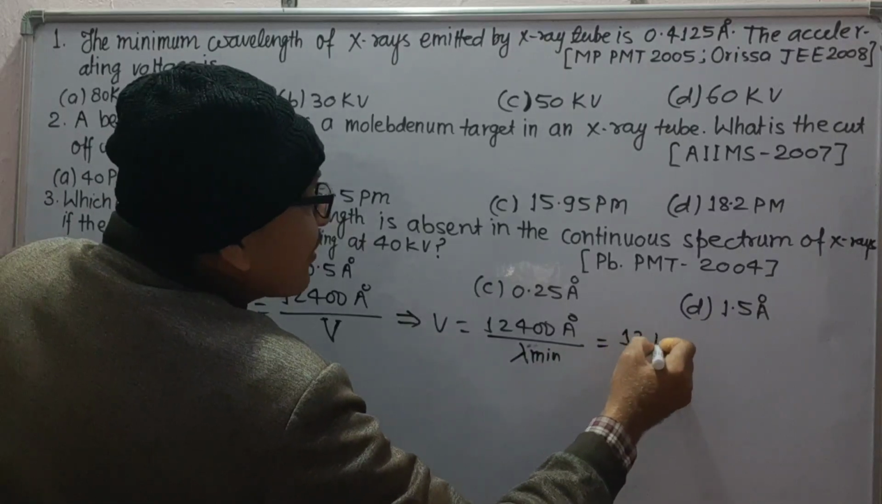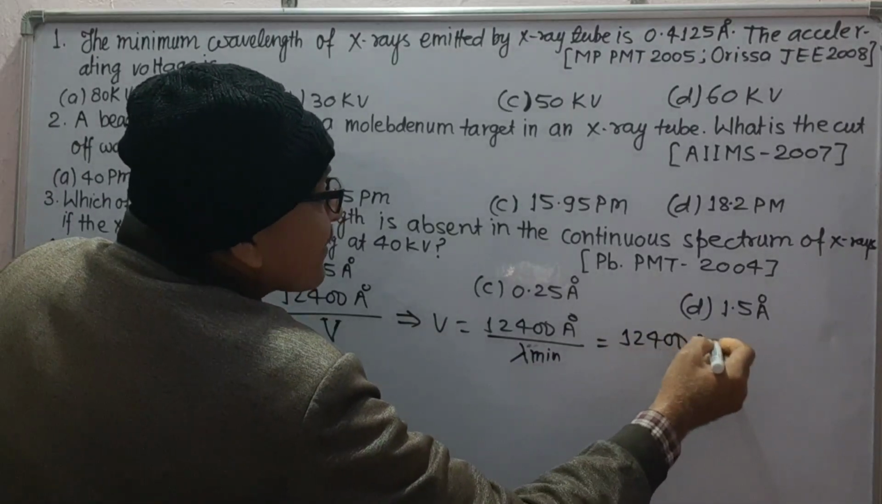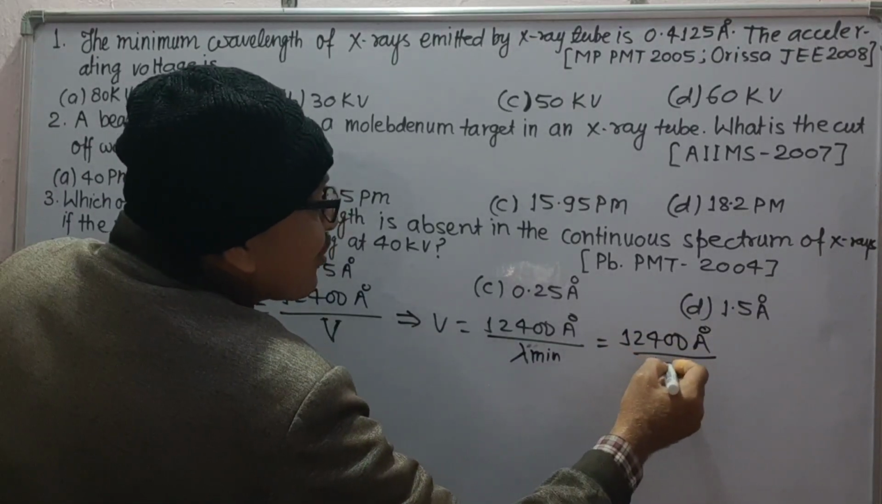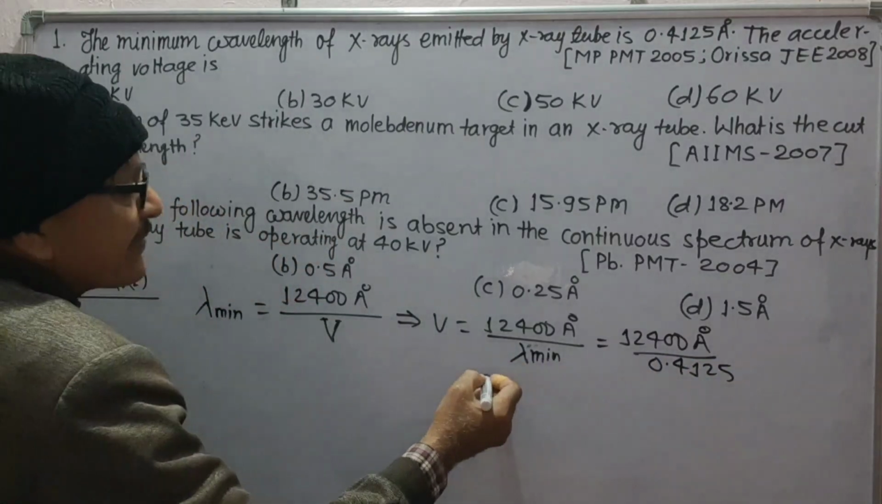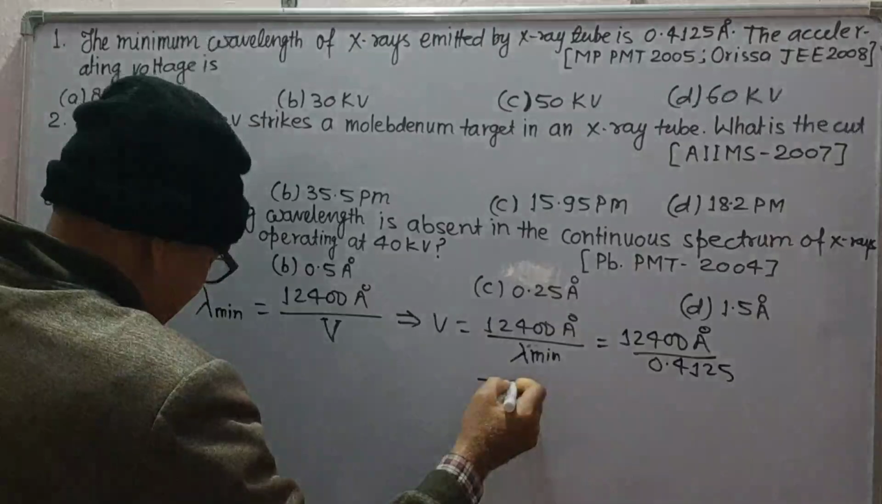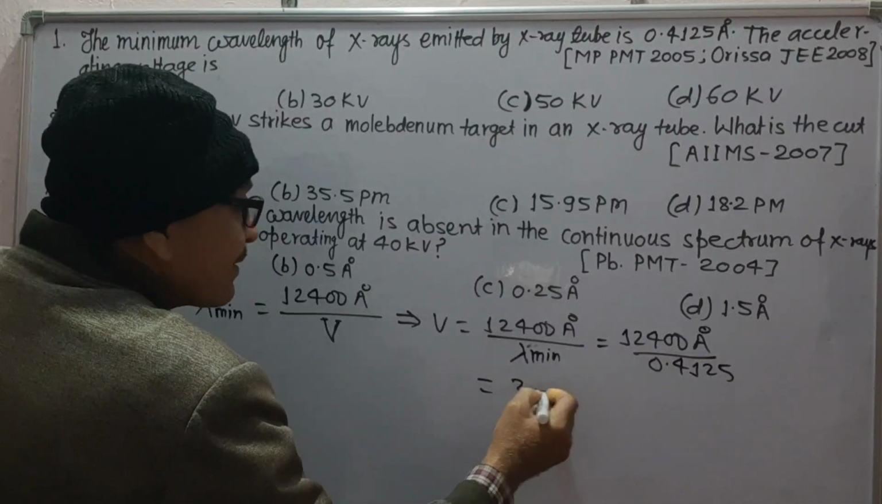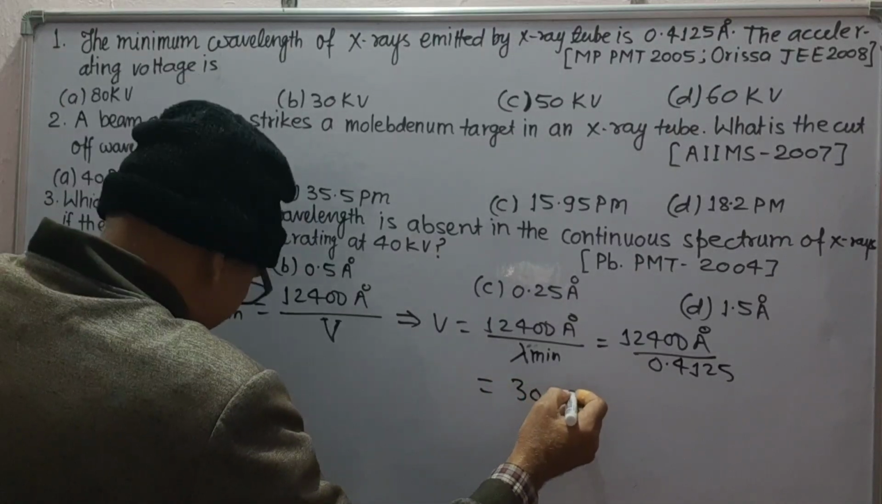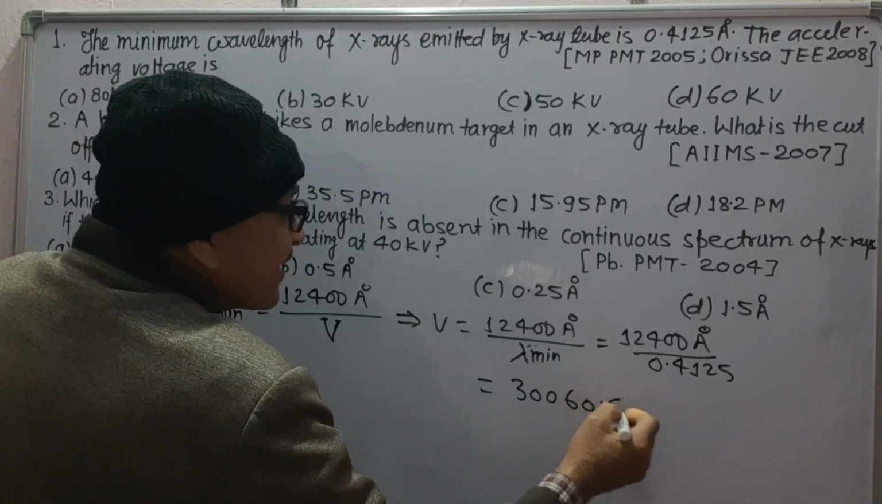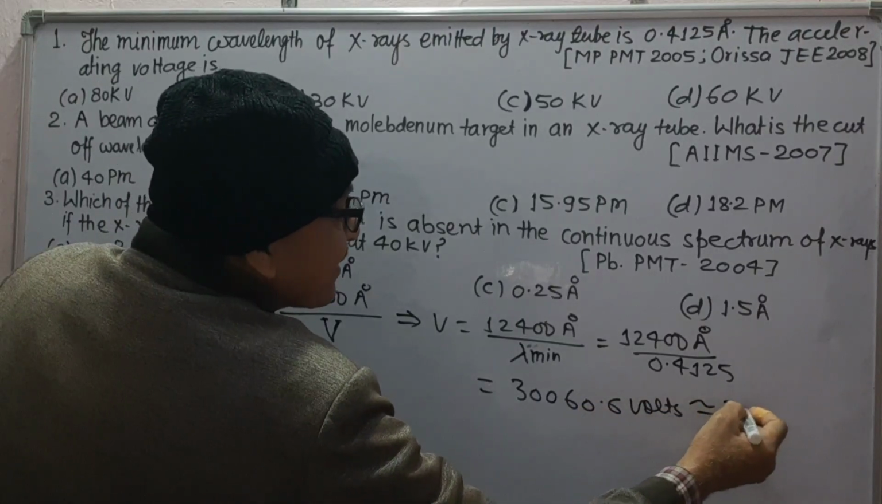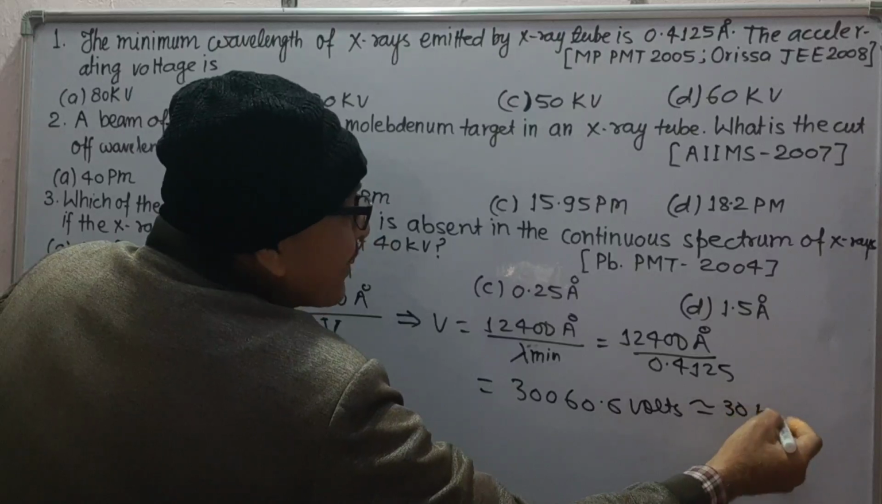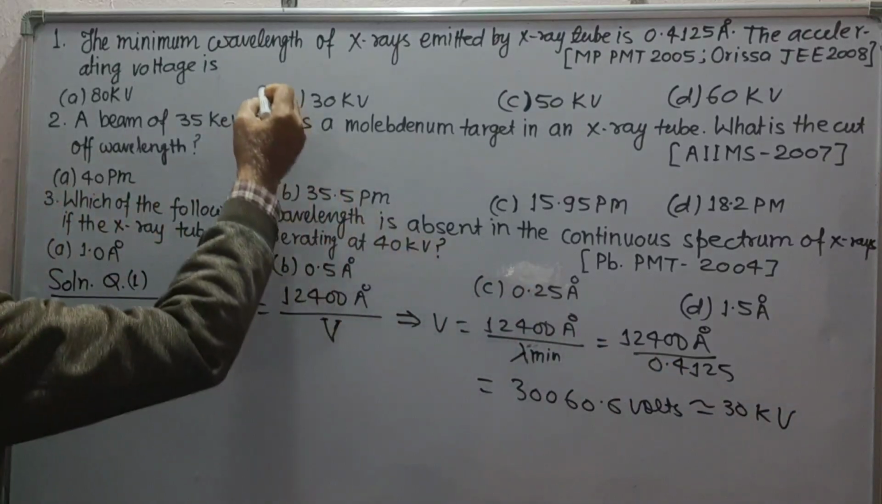So it is 12,400 angstrom upon lambda minimum, which is 0.4125. After simplification, it gives 30,060.6 volts, which is nearly 30 kilovolt. So the correct option is B.